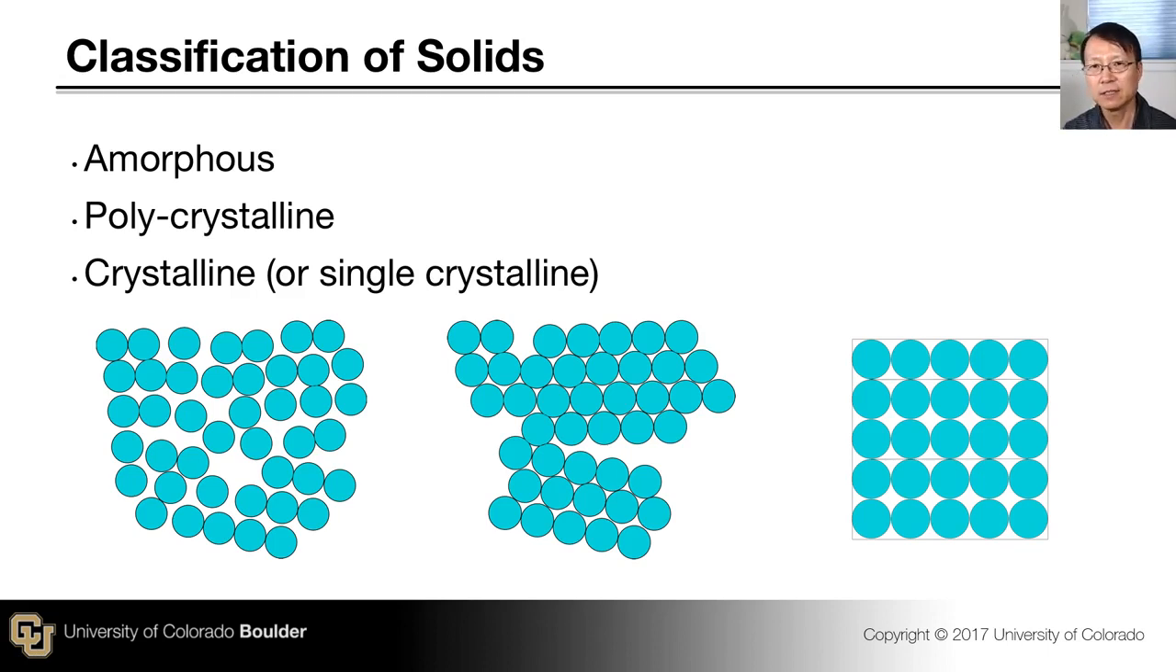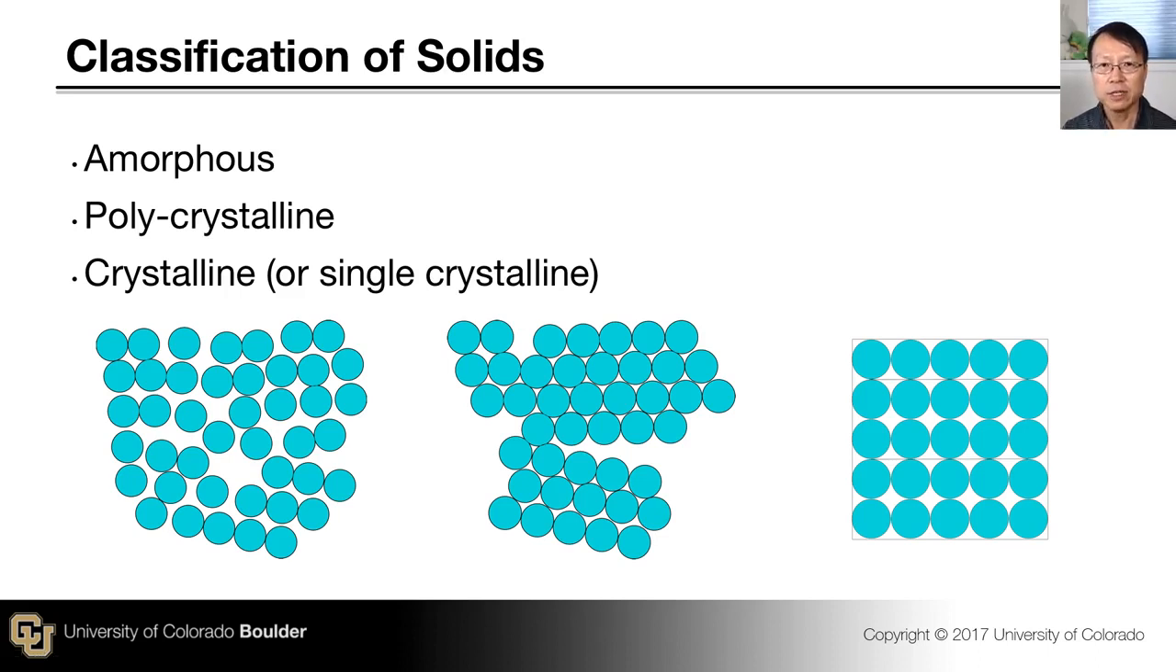has a single pattern, we call it single crystalline solid. We could have an intermediate case where you have a regular arrangement locally, but globally the material is made up of different domains of these single crystalline crystallites arranged in a random fashion. This type of solid, as shown in the middle, is called polycrystalline solid.